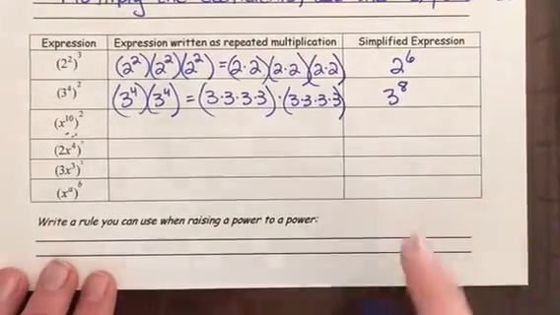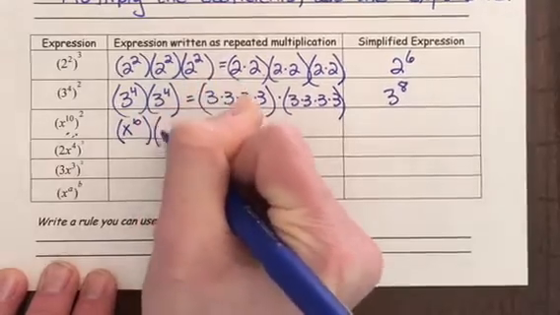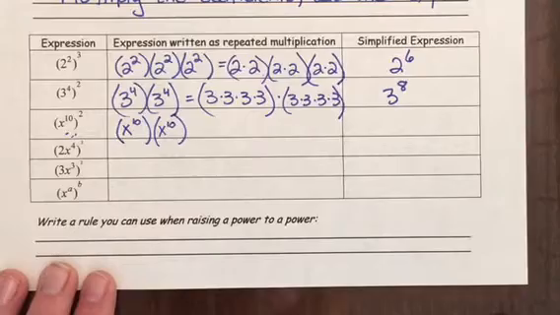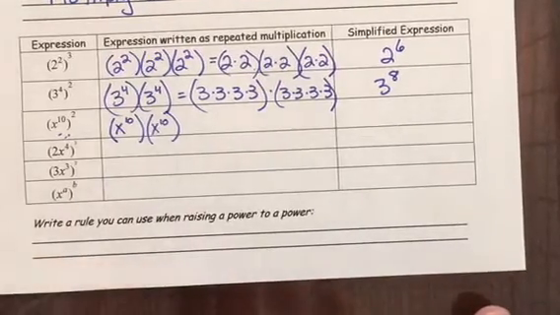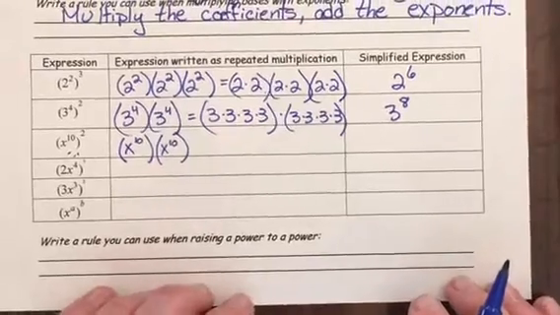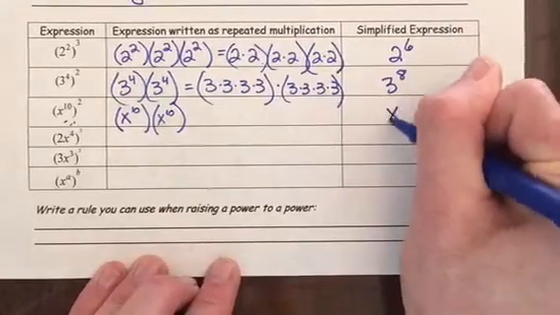X to the 10th squared is really x to the 10th times x to the 10th. And we could write out all those zillions of x's, but hopefully by now you've realized that there is a shortcut. And it would be a lot faster to just add those exponents. So we can call this x to the 20th.